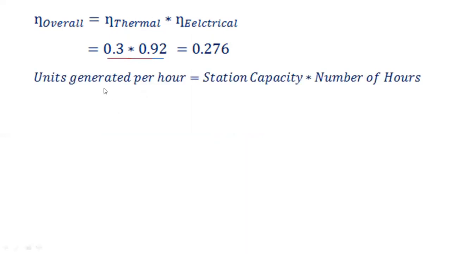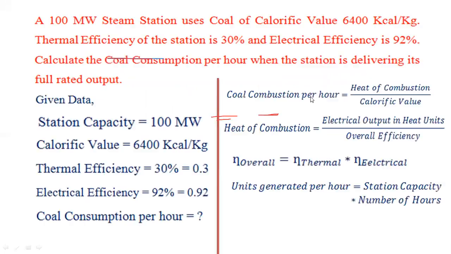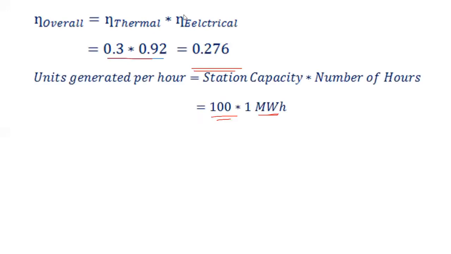The next one, units generated per hour. In 1 hour, how many units are we generating? That is station capacity into number of hours. The station capacity is 100 megawatt. In the problem they clearly mention per hour, so it is only 1 hour. So the station capacity is 100 megawatt and the number of hours is only 1 hour. But generally the units generated should be represented in terms of kWh.